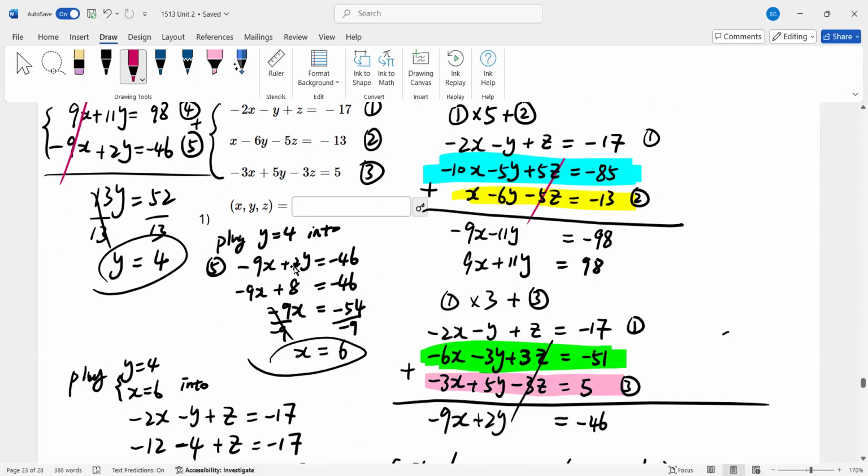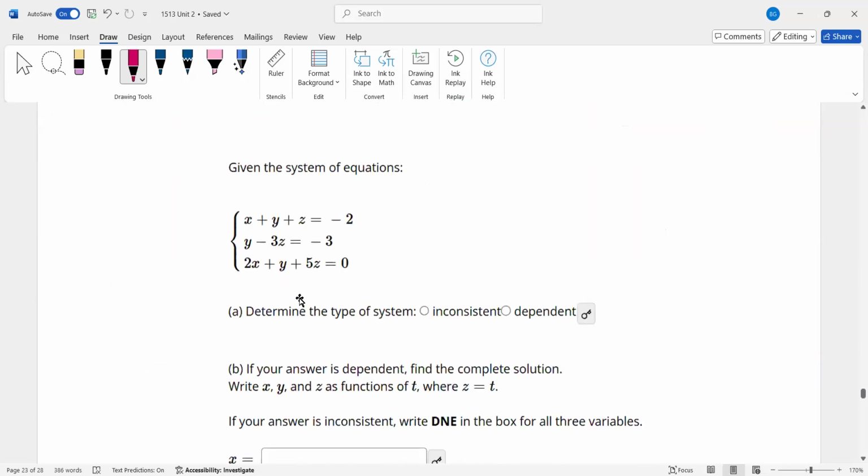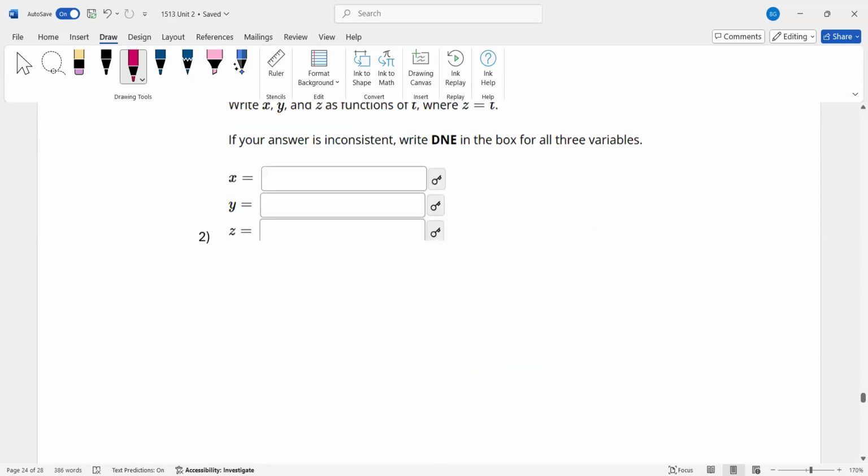Okay, the last topic of this section is the application of systems. That might take a little bit. We don't have time to cover this problem, so I'm going to skip this one.